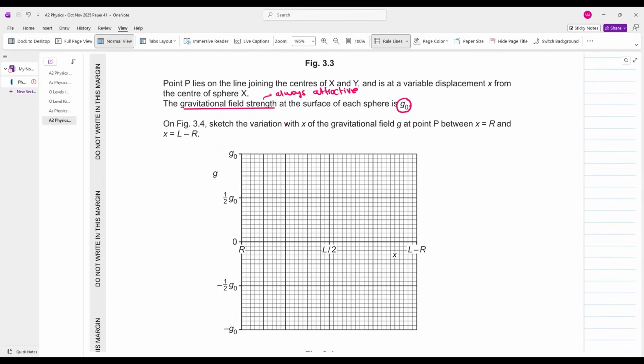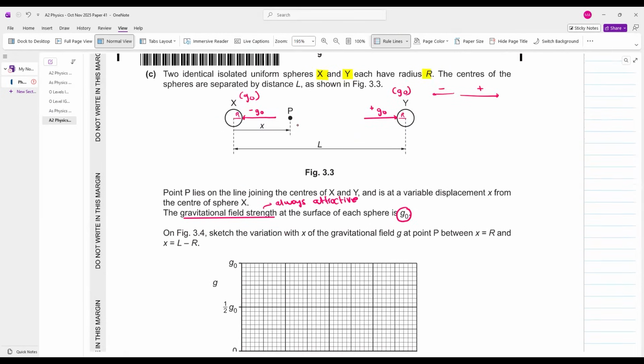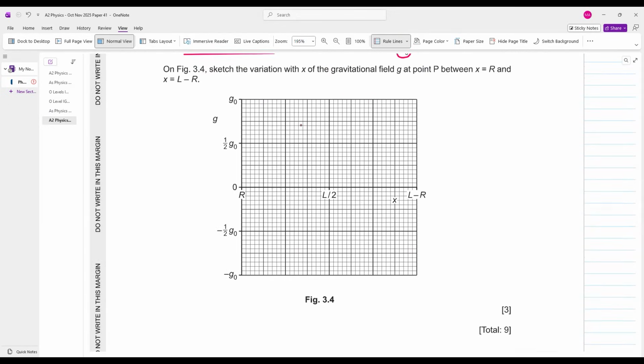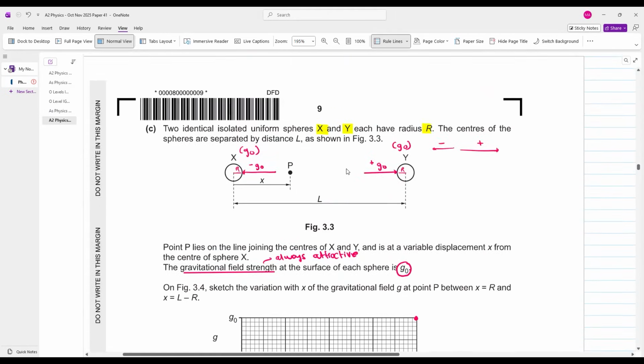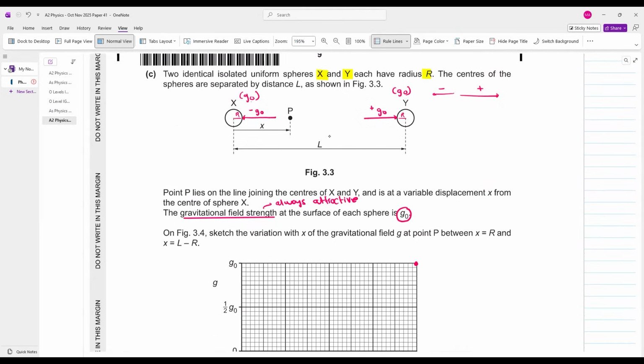We have to draw the graph. You must remember that at a distance of r, your gravitational field strength is negative g naught. At a distance of L minus r, gravitational field strength is positive g naught. Also, can you realize both these gravitational field strengths are identical?